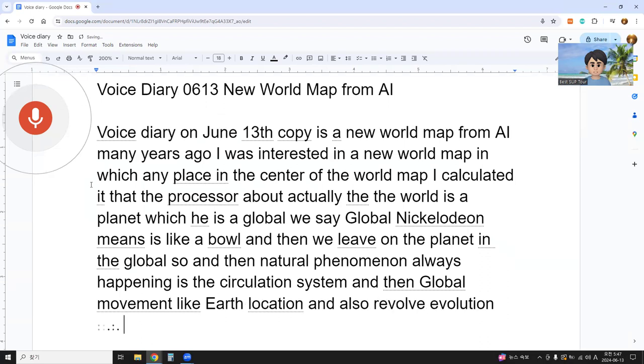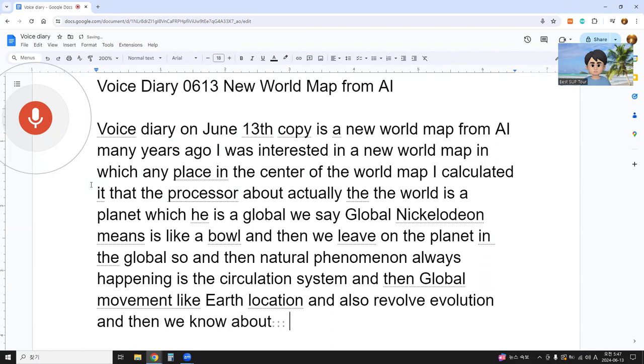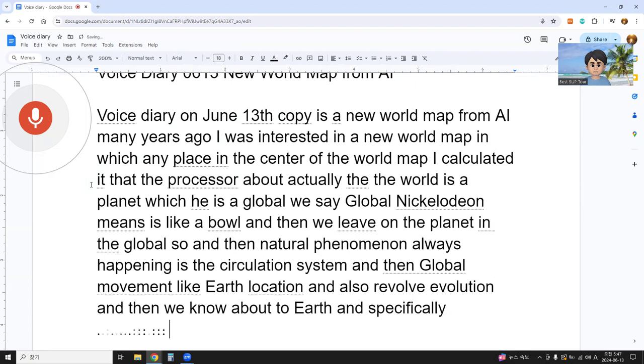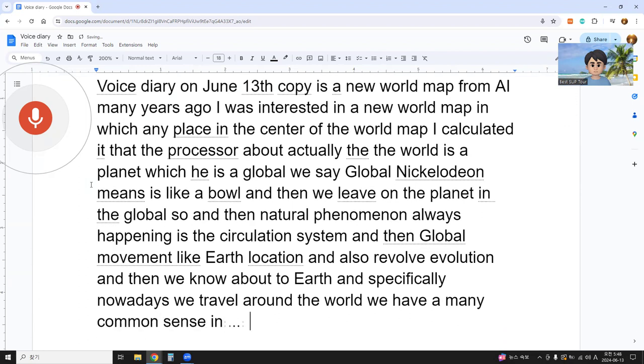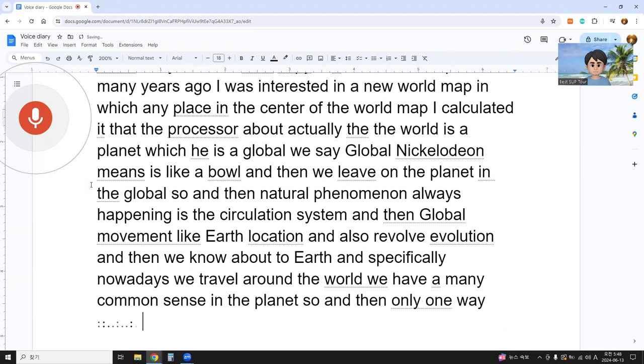And then we know about Earth, and nowadays we travel around the world. We have much common sense about the planet. But there is only one way, strictly a distorted one, and we use it.